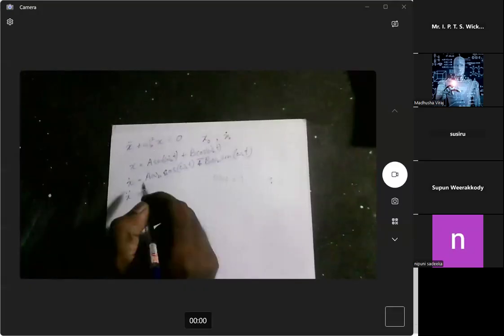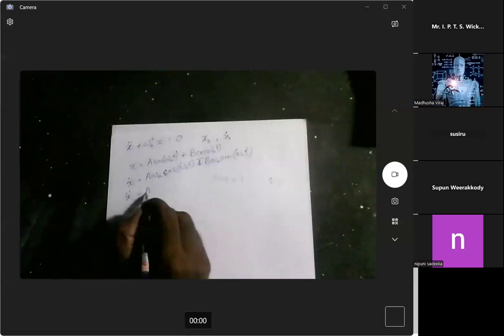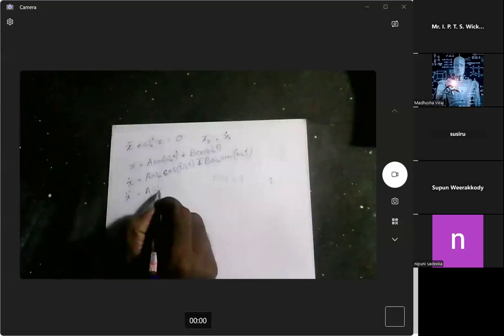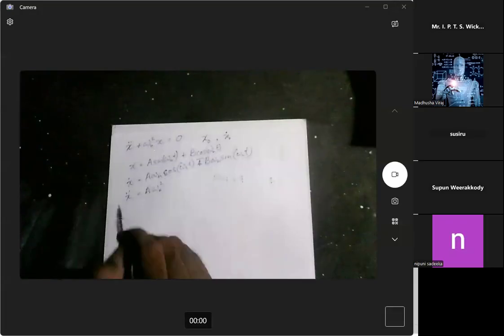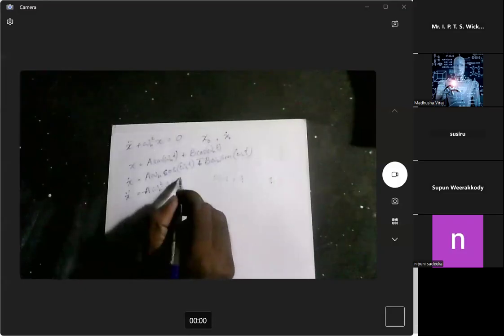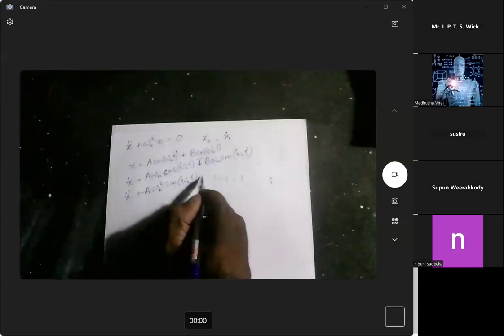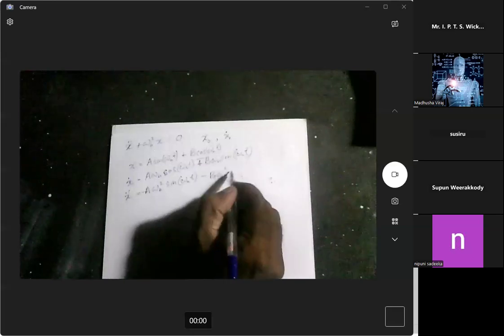Right? And then we can find the acceleration using the same thing, differentiate the velocity again with time. And this time we will have A, and we have omega n here, omega n squared. This is cos, that means we have A minus sine omega n t minus B omega n squared cos.